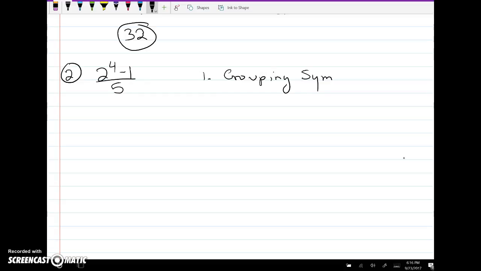Our grouping symbol here is the fraction bar. This is our grouping symbol. This is separating our numerator from our denominator and telling us that each piece needs to be worked separately. So let's start with our numerator.